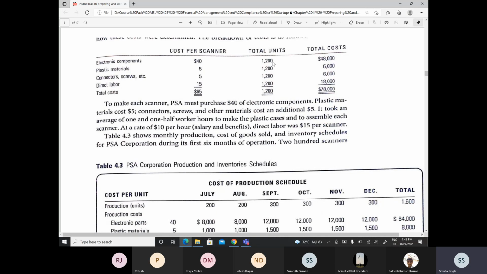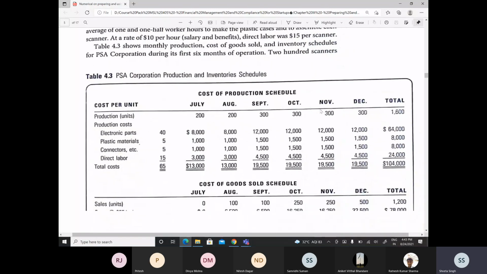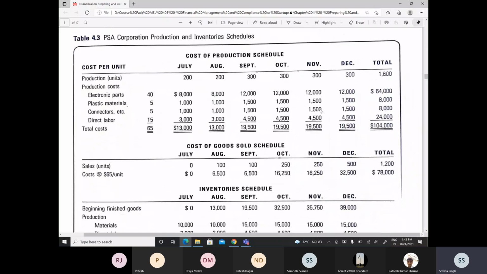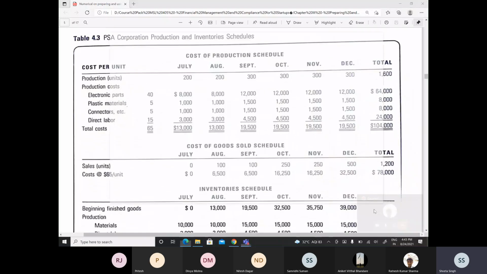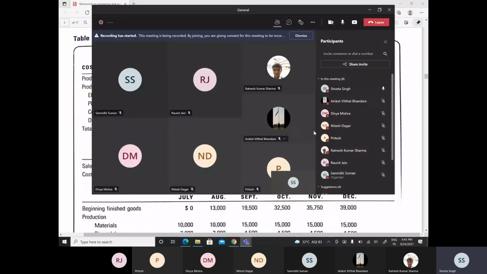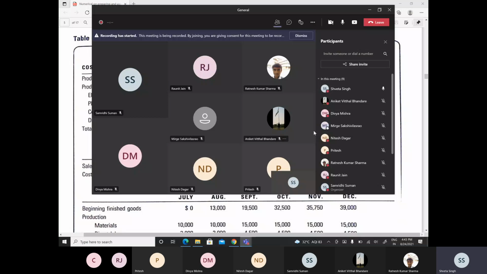If the total units have been 1200, then you just have to multiply this by the number of units to get the total cost spent on each of the components. Okay, this is how the total cost is given, and this is how the company makes its production and inventory schedule. Any doubts, any questions so far? I think it has become easier for all of you to understand the startup example after doing the larger balance sheet and P&L. Okay, I believe so. But if still you have any doubts, any questions, you can ask.